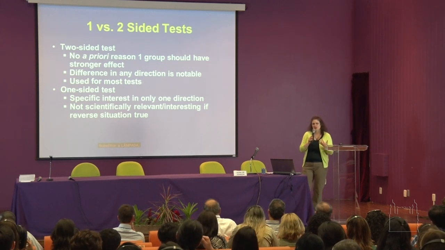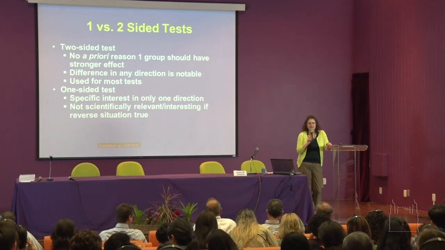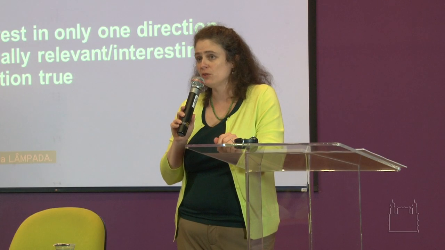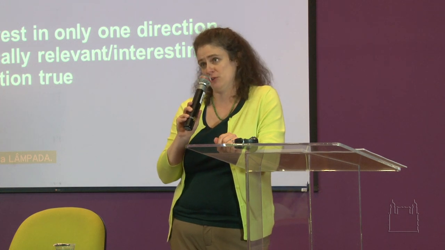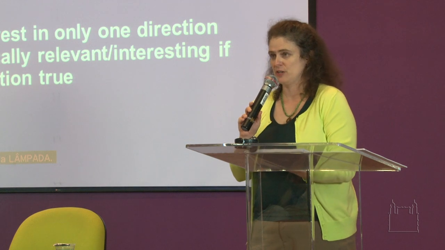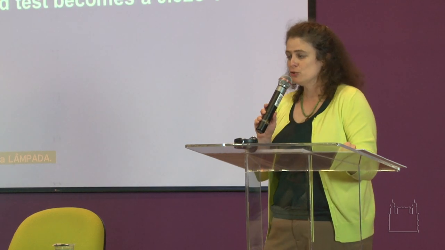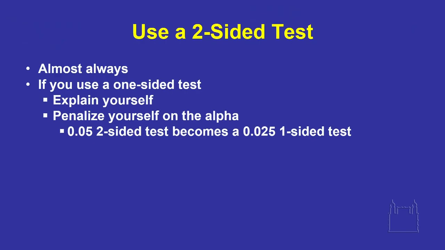I deal with a lot of interventions that are already available to the public. I need them to know if they are helpful, they are beneficial, and I need them to know if they are not beneficial. And so I always care about the reverse situation. So use a two-sided test. And if you don't, you have to explain yourself. Every journal reviewer, and hopefully well before you finish your study, will ask, why are you using a one-sided test?